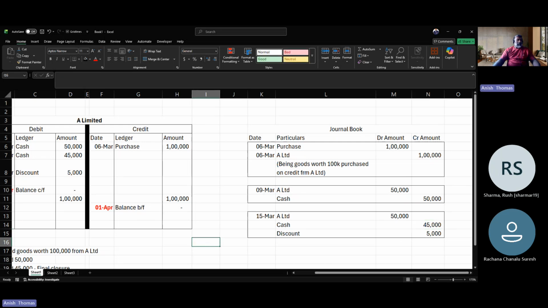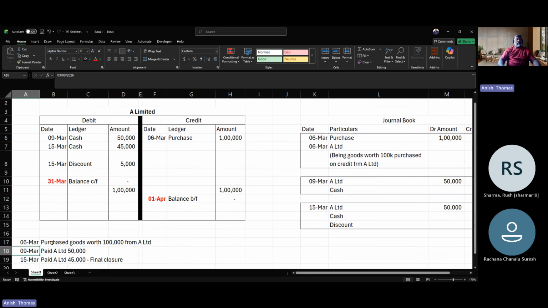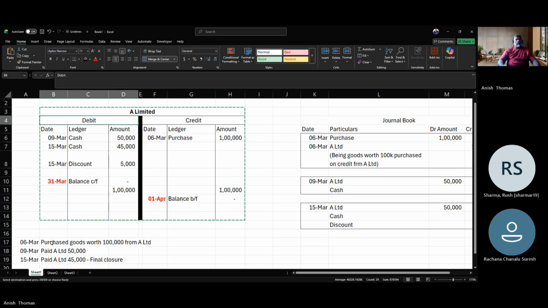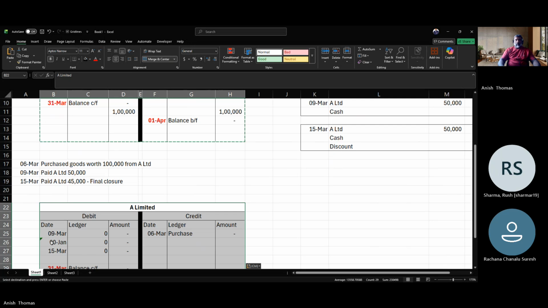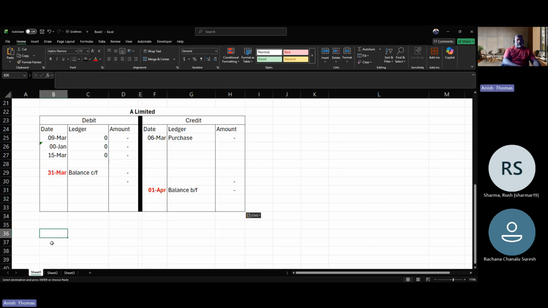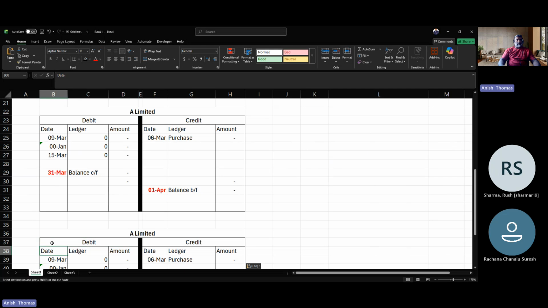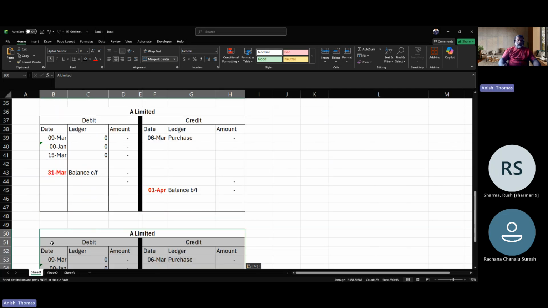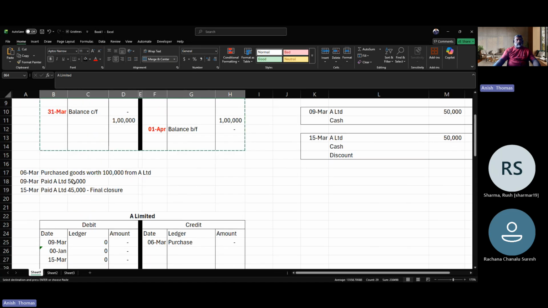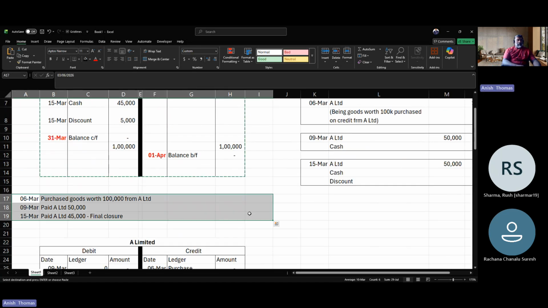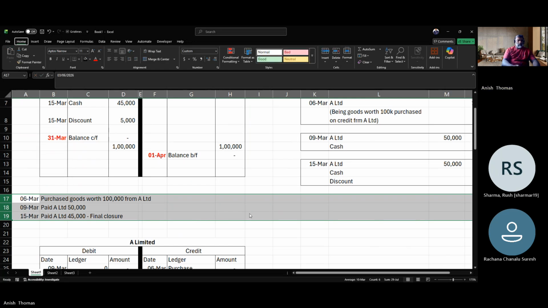Now, what happens next is after recording all these series of entries. Now, I'll just show you over here. See, here I have cash, I have discount, I have purchases, and let's say I have capital also. I'm keeping this account as a balancing account. So let me just hide these for the time being.